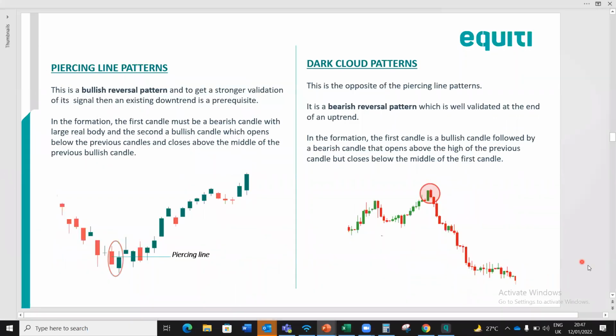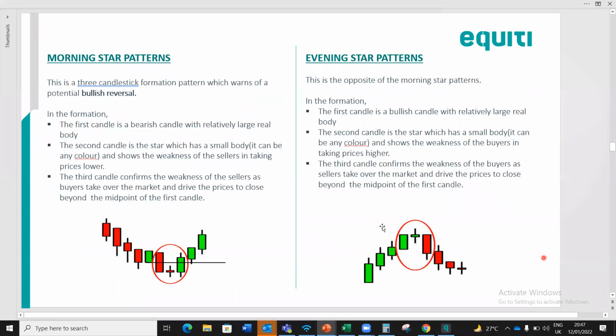All right, so piercing line and dark cloud. The last candlestick we want to talk about is the morning star pattern. The morning star pattern is a three candlestick formation pattern which warns of a potential bullish reversal.